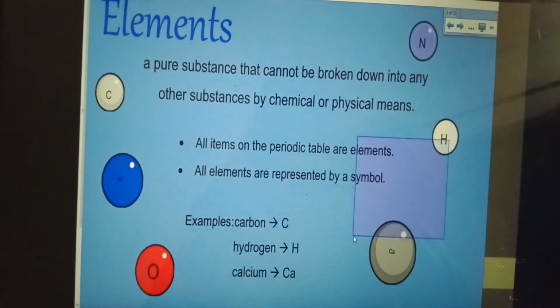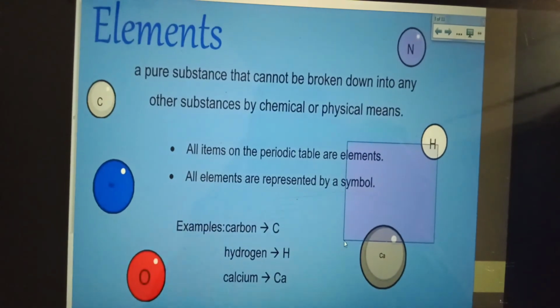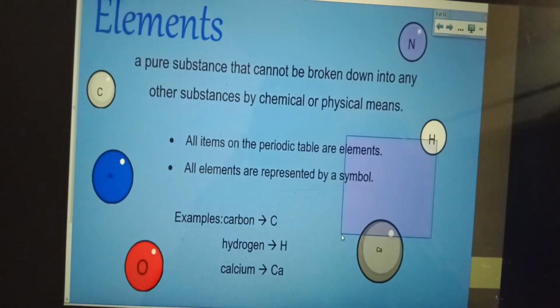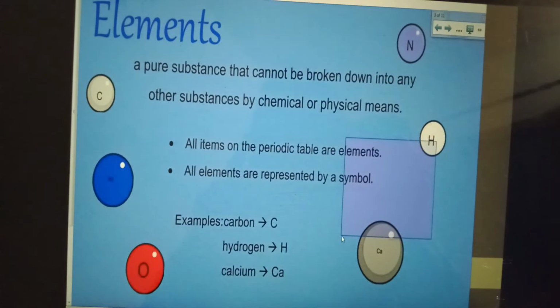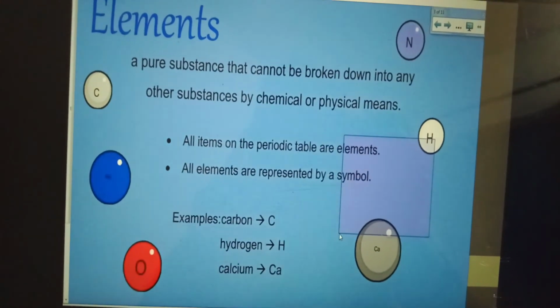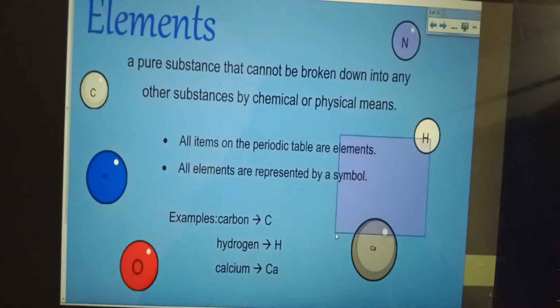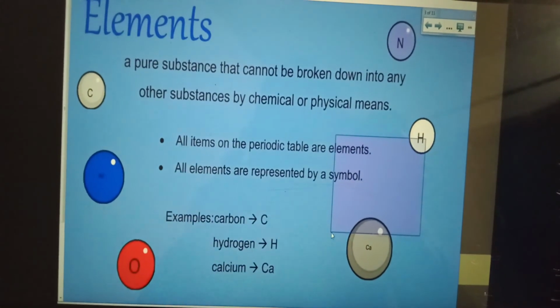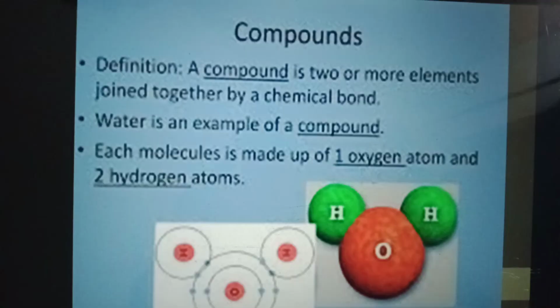And now I am going to discuss elements. An element is a pure substance that cannot be broken down into any other substances by chemical or physical means. All items on the periodic table are elements. All elements are represented by a symbol. Examples: carbon C, hydrogen H, calcium Ca.